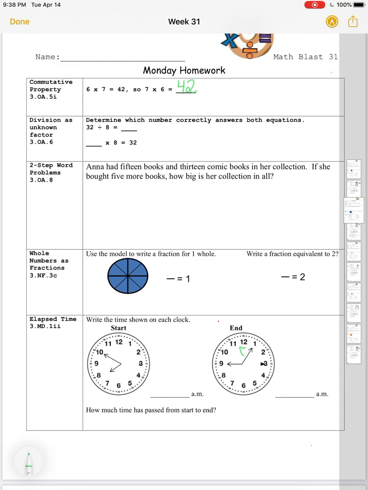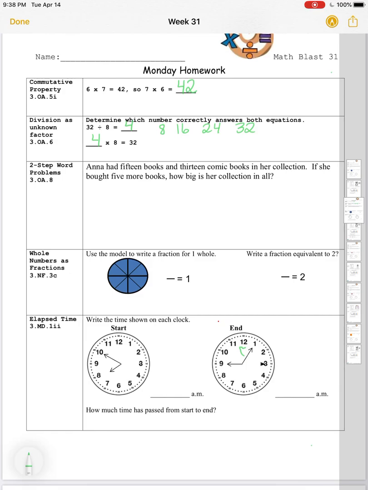32 is my total, and if I'm dividing or equally sharing that total into 8 groups or groups of 8, I can figure out how many groups there would be. I'm going to take my 32 and equally share them into groups of 8. So I'm going to skip count by 8. 8, 16, 24, 32. Notice I have 4 groups of 8 to be 32. So 4 times 8 equals 32, and 32 divided by 8 is 4.